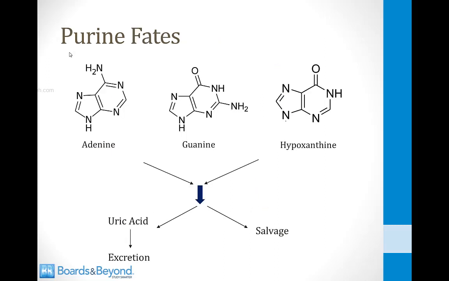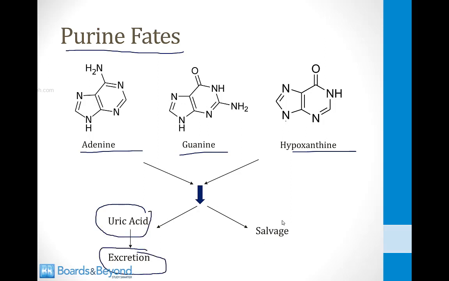So nucleotides do not last forever. They will break down inside of cells, and free-floating purine bases will be found inside of cells. So let's talk about the potential fates of those free-floating purine bases. The 3 purine bases, recall, are adenine, guanine, and hypoxanthine, and they can either be converted to uric acid, which can then be excreted by the kidneys, or they can be remade into nucleotides, and that is called purine salvage.